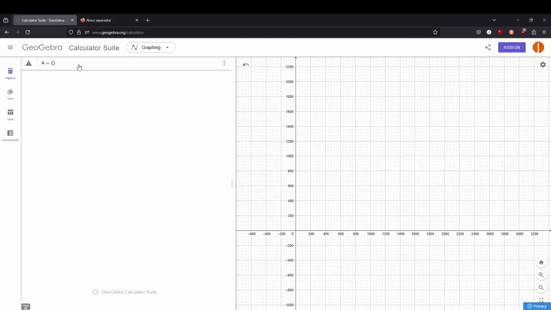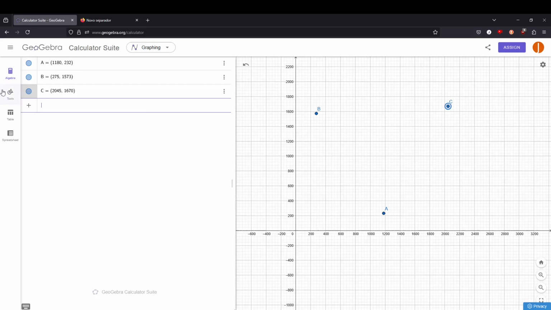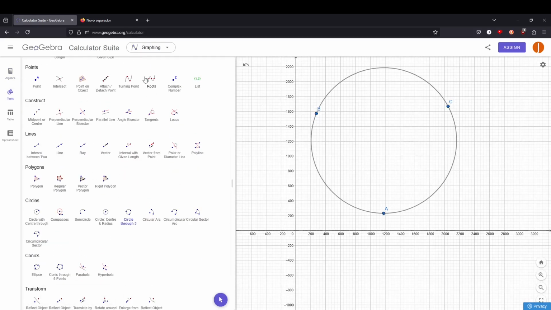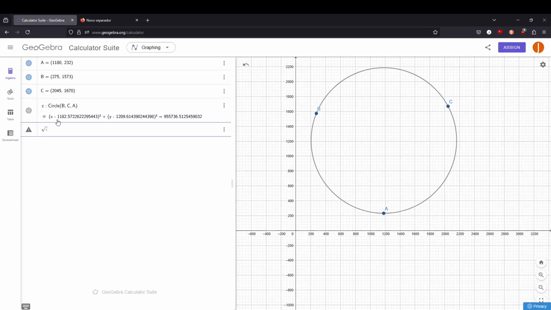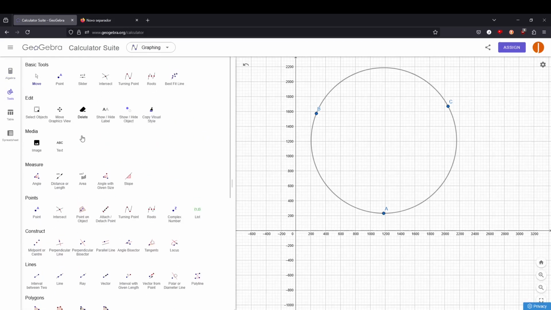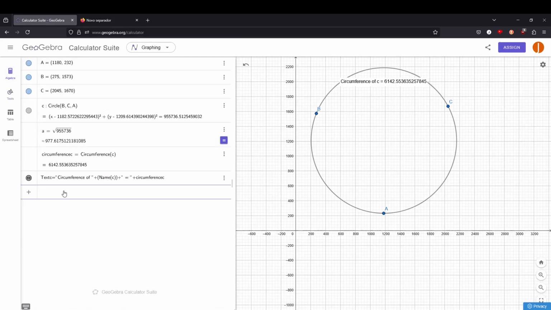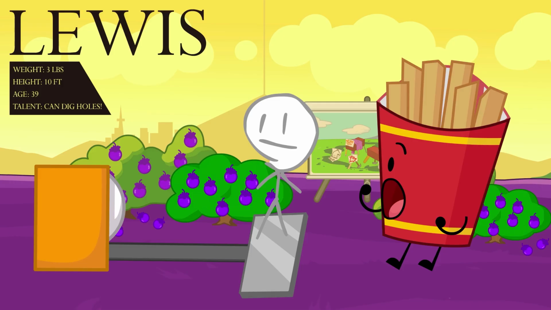Or you can put the 3 points in GeoGebra and use the circumference from 3 points too, and you can find the radius of the circle by taking the square root of the value after the equal sign in the circle equation, or by dividing the perimeter of the circle by 2 pi.